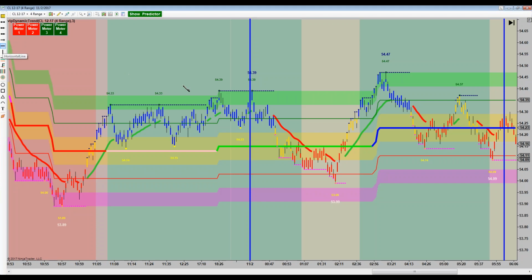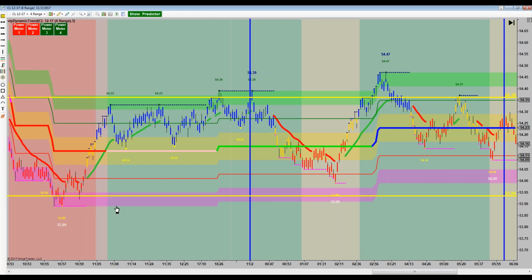So in this case here, it's pretty easy. We can see that there was some resistance on crude, more or less up in here. And we can see that there's some support on crude down in this area right here. There's a couple areas. There's one down here. And there's one kind of right in here.